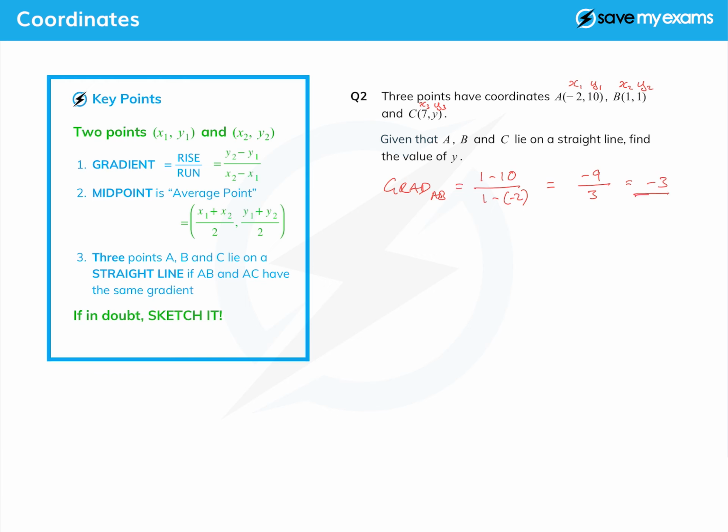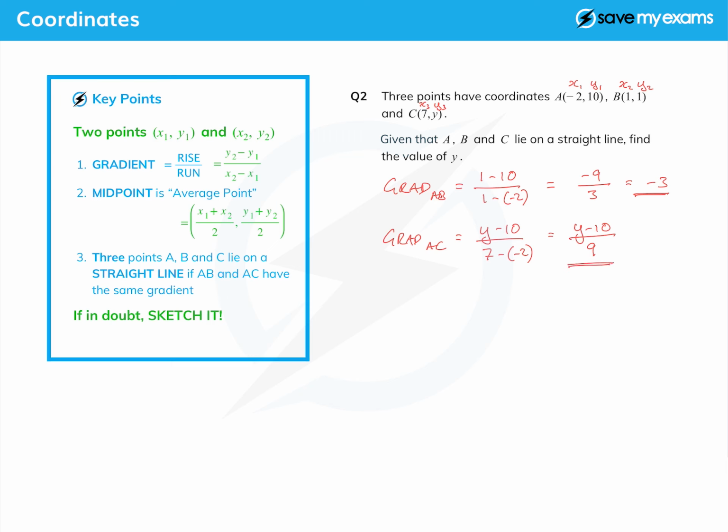Now what about the gradient of AC? That's the other thing we need to find. And so we can say, right, this time it's y3 minus y1, so that's y minus 10 over 7 minus minus 2. Not a lot I can do with the y minus 10, so we'll leave that as it is. But 7 take away minus 2 is 7 plus 2, which is 9. And we'll just leave it like that.